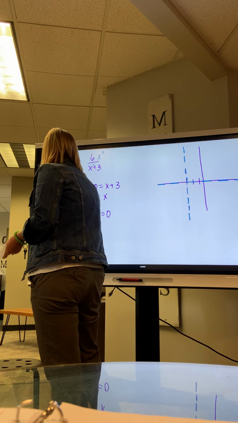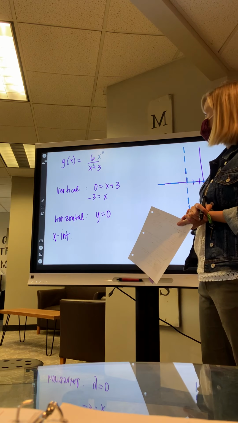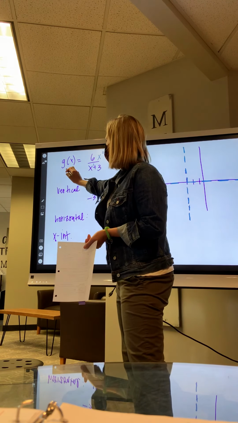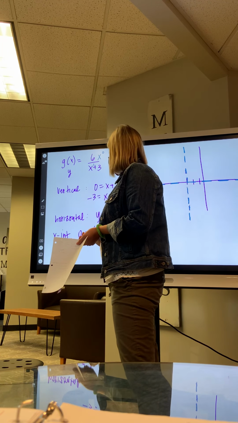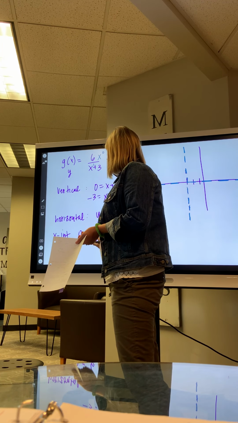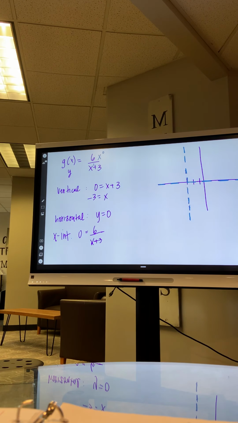The x-intercept is where y equals 0. Okay, so let's set, and this is y over here, where this equals 0. So 0 equals 6 over x plus 3. How would I solve that? You times it by 6. When would that be 0?